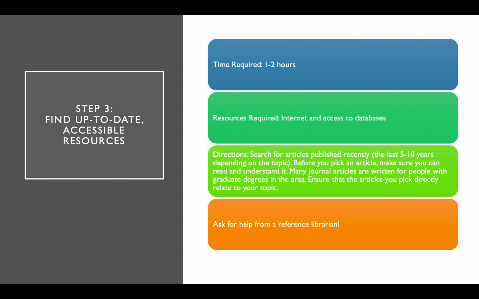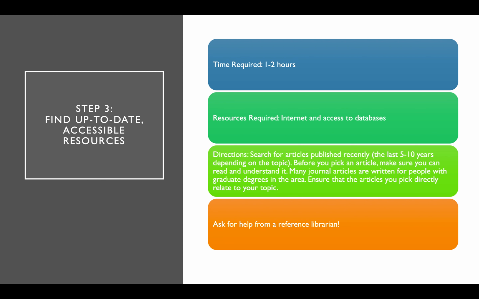Topics such as nursing or technology should be closer to 5 years. Topics like education or history can be closer to 10 years. Before you pick your article and commit to it as one of your resources, make sure that you can read and understand the article. Many journal articles are written at a postgraduate level, meaning they are written for people who have doctorates or PhDs in their field.